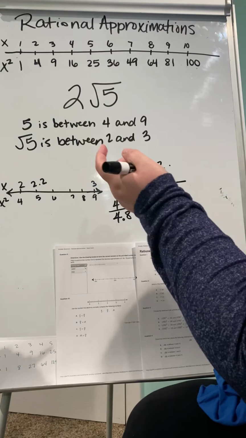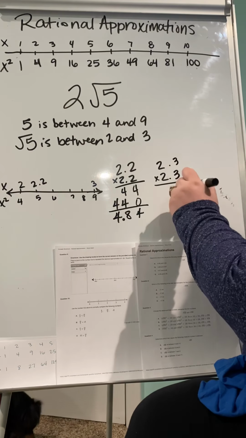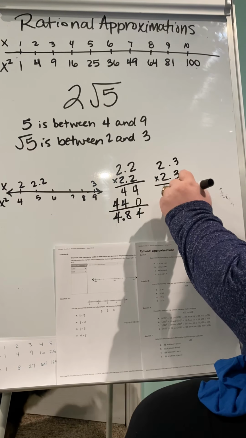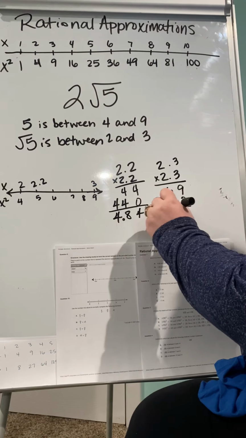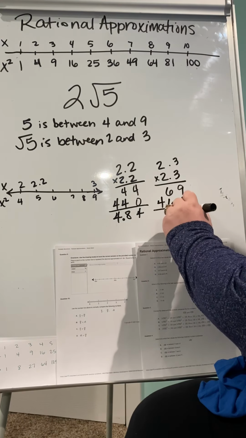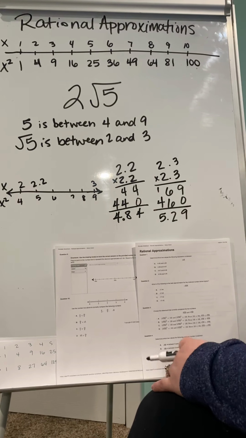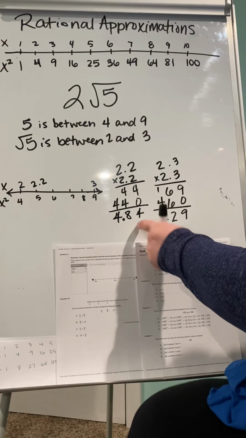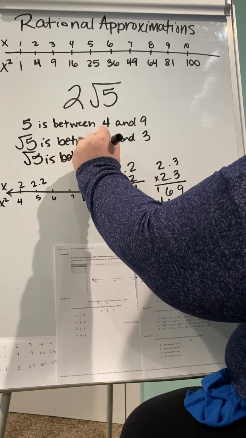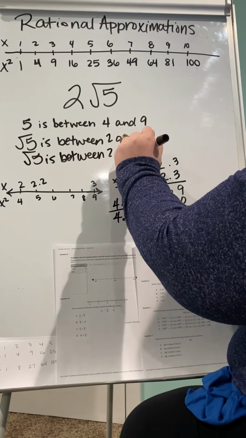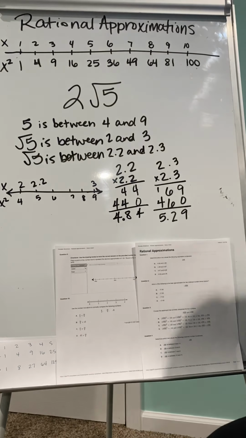So 2.1 doesn't quite get us there, which means we need to go a little bigger. Sorry about that. So let's try 2.3. 3 times 3 gives us 9. 3 times 2 is 6. 2 times 3 is 6. 2 times 2 gives us 4. When we add it up, we get 5.29. Notice it puts us a little bit over. So that tells me again, 5 is somewhere in between. I can now say it's between 2.2 and 2.3.